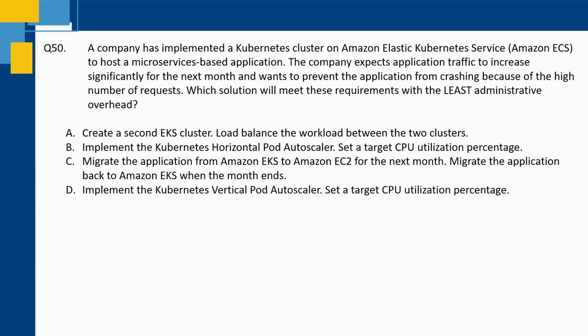Now friends, horizontal pod autoscaler automatically scales the number of pods in a deployment replica set based on CPU or memory utilization or custom metrics, making it the best choice to meet the given requirements. This approach also requires very low administrative overhead once configured. Option A and option C introduce high operational overhead, and option D is less effective for handling traffic spikes.